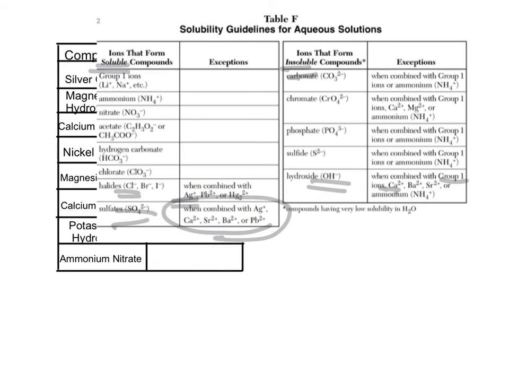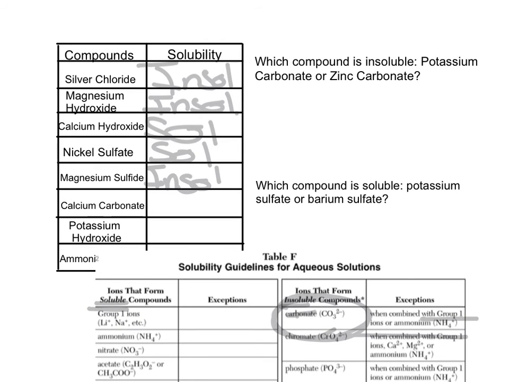So we go to the carbonate group, not hydrogen carbonate. You have to go to carbonates. Carbonates are right here on the right-hand side. Calcium is not group 1 and it is not ammonium. Therefore, it is not an exception, so it makes it insoluble.